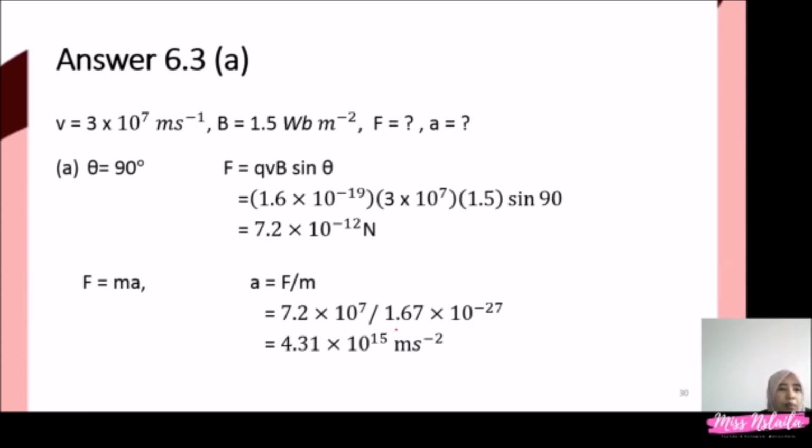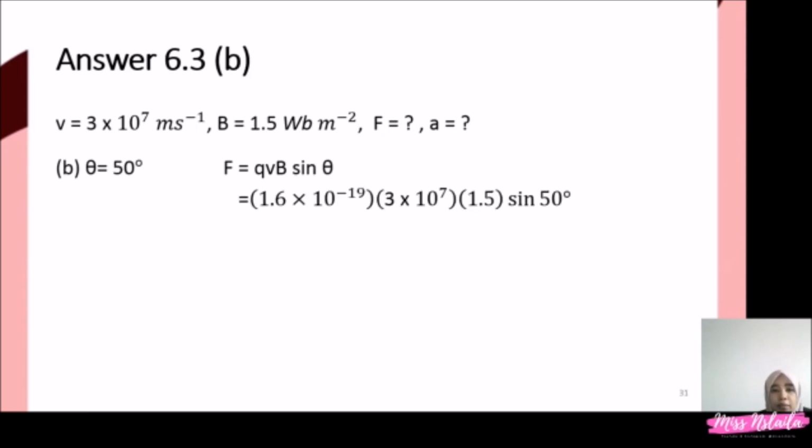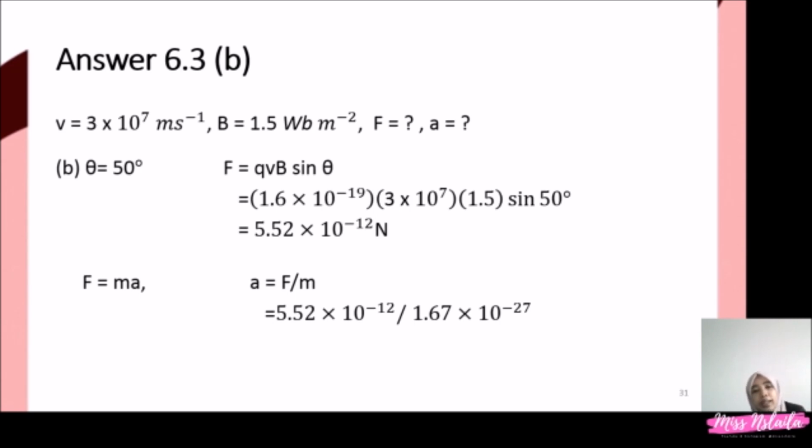What about question B? We are going to use the same equation. It's just that the angle is not 90 degrees. The angle will be 50 degrees. So use the same equation. Substitute the value of Q, 1.6 times 10 to the power of negative 19. V, 3 times 10 to the power of 7 meter per second. B is 1.5 Tesla. And then sin 50 degrees, you will get 5.52 times 10 to the power of negative 12 Newton. For acceleration, we can use the equation F equal to ma. Then the acceleration that we will get is 3.3 times 10 to the power of 15 meter per second square.